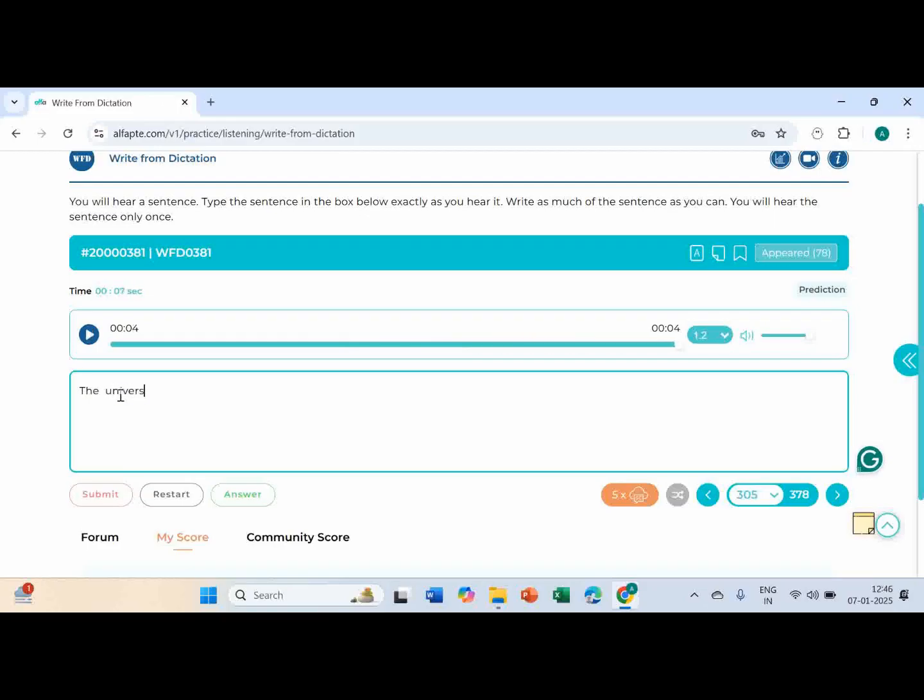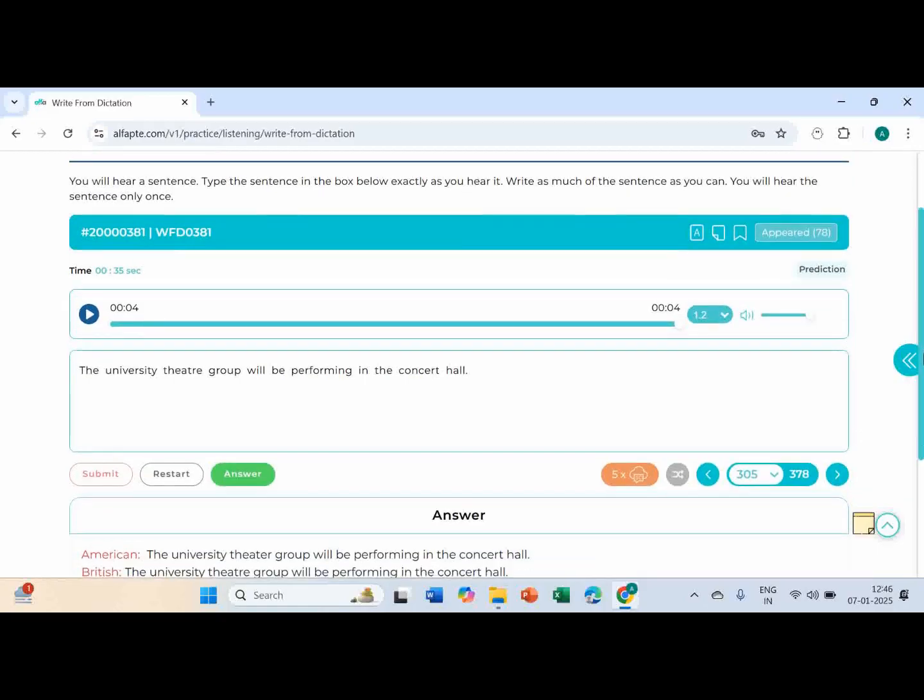The university theatre group will be performing in the concert hall. So this was the sentence. Let's check the answer.